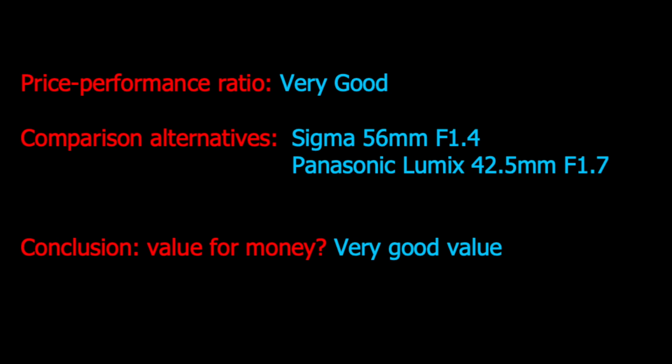Another alternative is the Panasonic Lumix 42.5mm F1.7 lens. That lens has built-in image stabilization and also a close focus distance of 0.3 meters, which enables macro photography. That lens is about 50% more expensive than this lens.